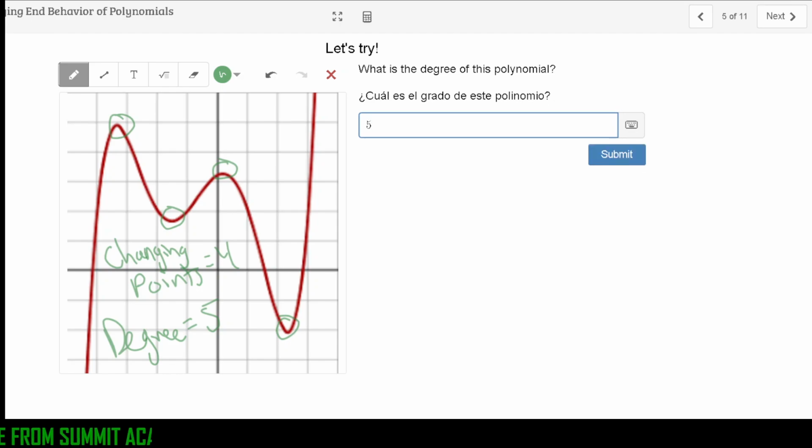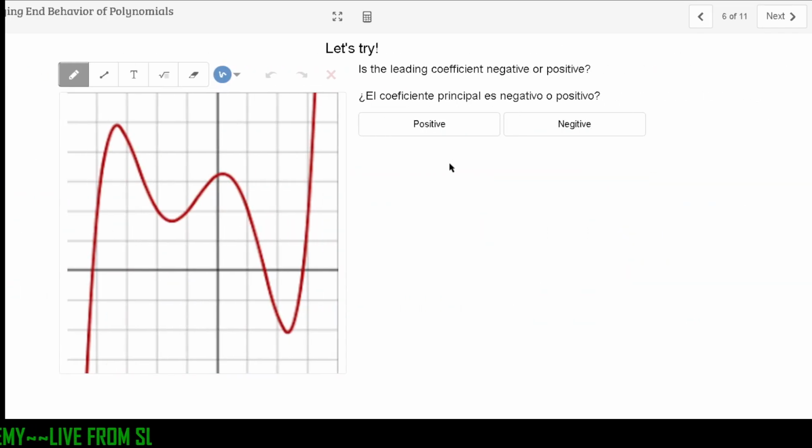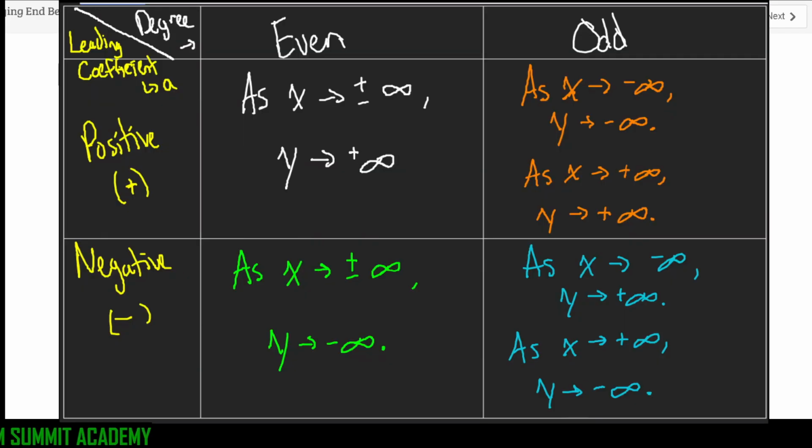So make sure you take your time as you're doing that. Find your number of changing points, find your degree, and now this narrows down what our equation should be, because we know that our highest exponent is going to be 5. That means our degree is going to be odd. So since 5 is odd, we know our degree is odd. So then what about the leading coefficient? Is it going to be positive or negative? Let me pull up the chart again.